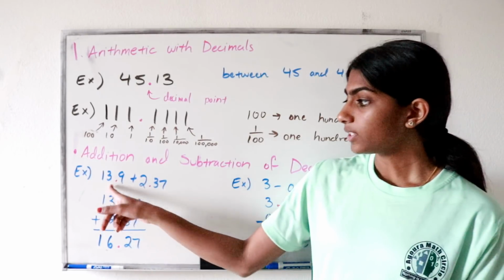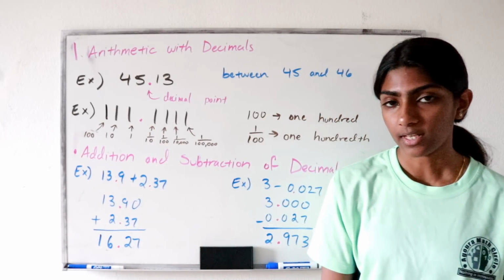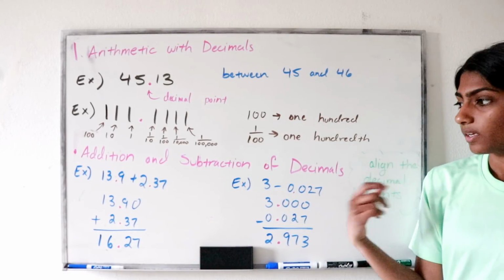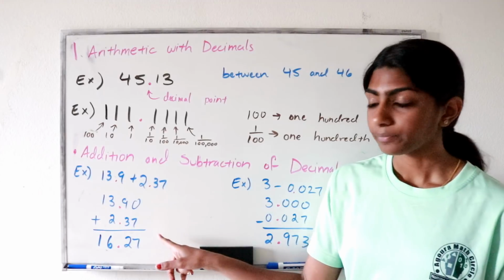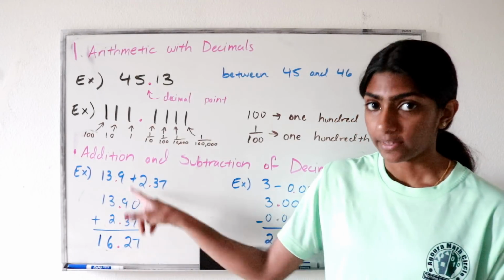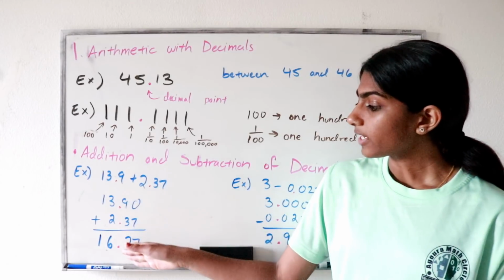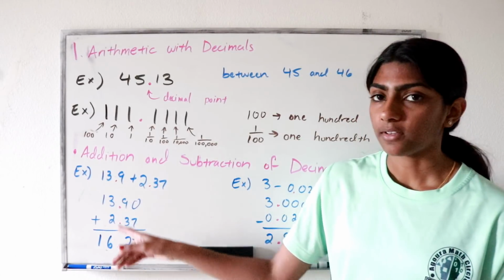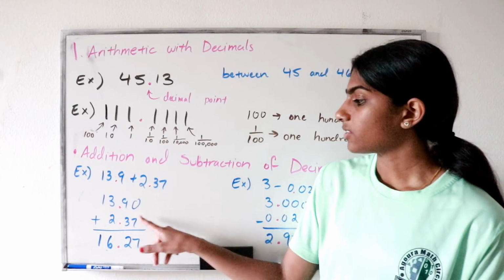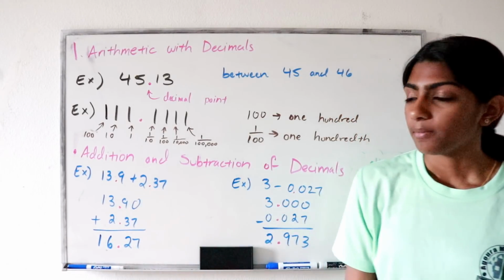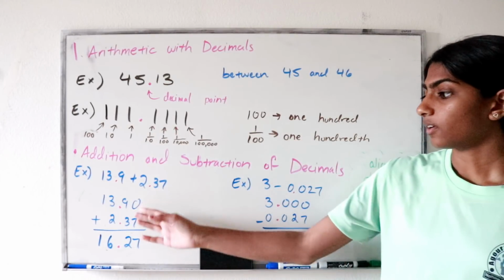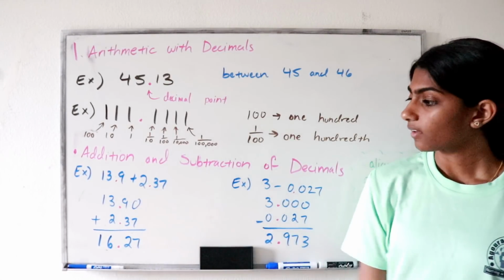So let's look at 13.9 plus 2.37. The first thing you want to do is align the decimal points. So you're going to put it top to bottom, and then you're going to add them just like regular numbers. Remember to align the decimal points. Just ignore the decimal points, add them like regular numbers, and then finally drop the decimal point down. And if you see right here, I added a 0 right next to the 9 because 13.9 and 13.90 mean the same thing. Since there's a 0 in this value, it's not going to affect anything.